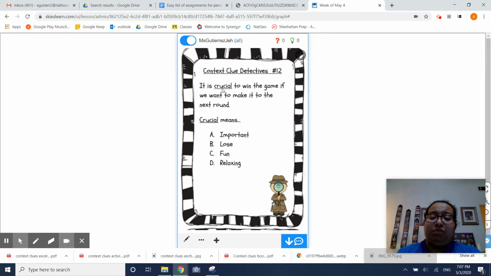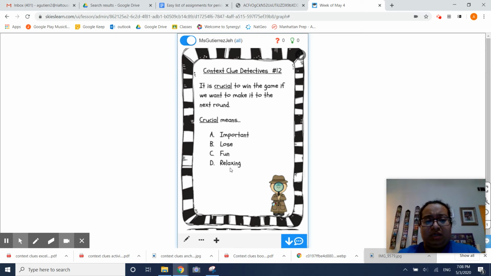Okay. It is blank to win the game if we want to make it to the next round. Blank to win the game? That makes no sense. Well, good thing we have multiple choice. We can substitute or plug in the words to see if they make sense. Our brain will tell us yes or no. It is important to win the game if we want to make it to the next round. That makes sense. It is lose to win the game. That doesn't even make sense.